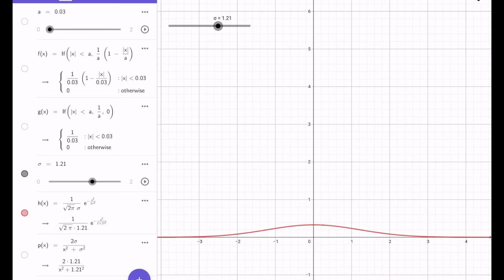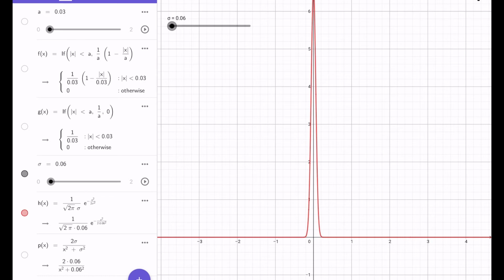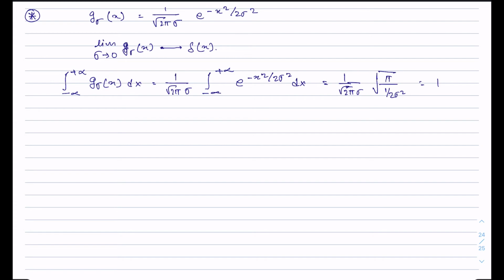Now as you can see, this red curve represents a Gaussian distribution for sigma equals, say, 1.2. Now if I decrease the value of sigma, its peak will increase and its width or base will decrease, and in the limit sigma tends to 0, it will behave as a delta function, and obviously the area under this distribution will always be 1. But these are not a good way to define a delta function, because it can be shown that such a function integrates to 0. Why so?